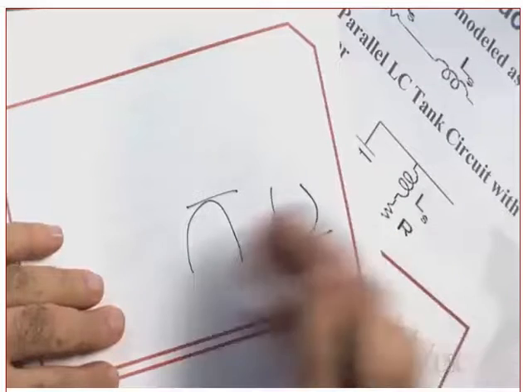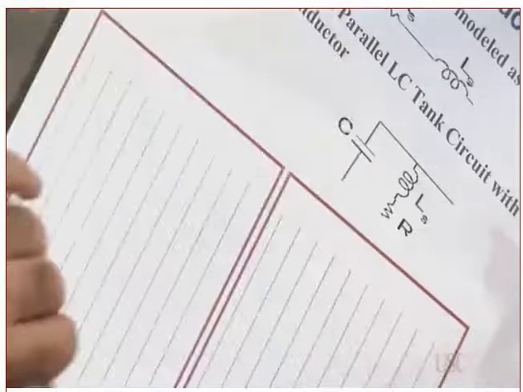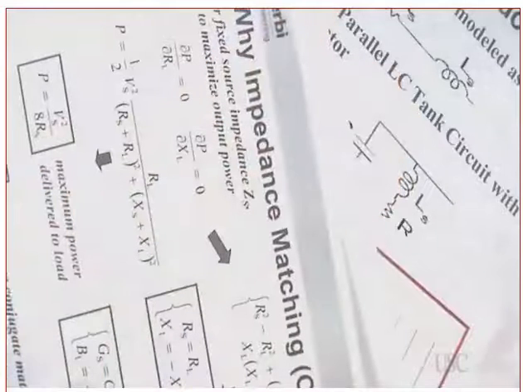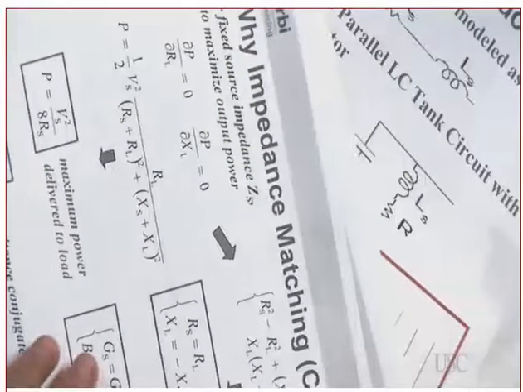Slope 0. Both of them, the slope is 0. So you need to look at the second derivative. If the second derivative is negative, then it's a maximum point. If it is positive, then it's a minimum point.